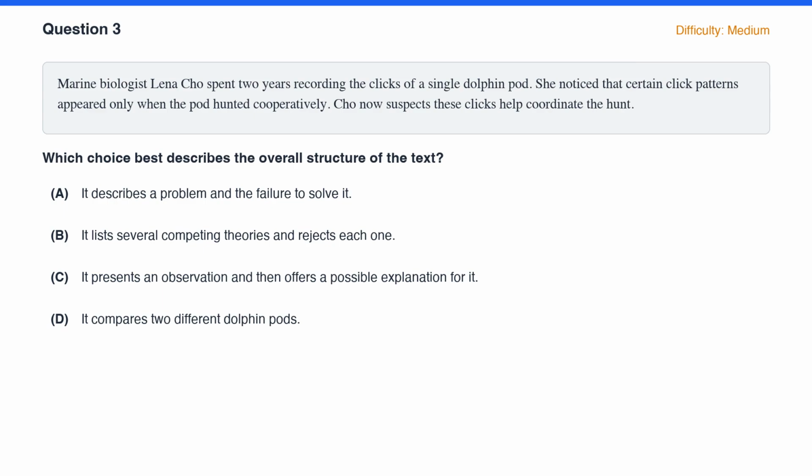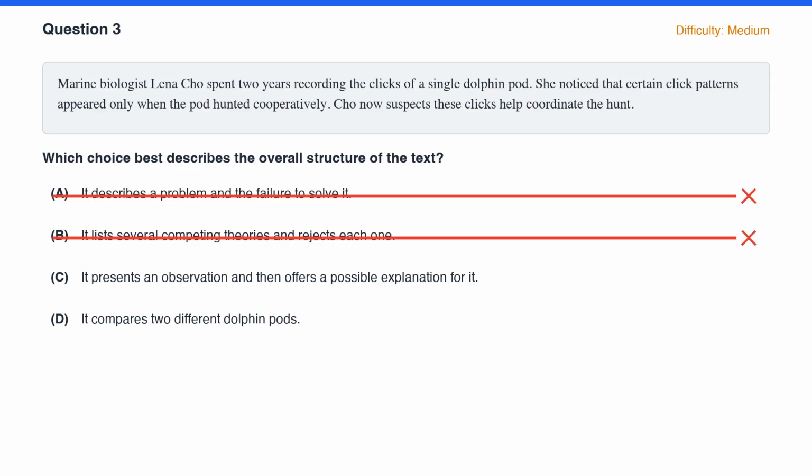Step 4. Verify every clause. Cut overreach. Choice A. A problem and the failure to solve it. There's no failure here. She proposes an explanation. That second clause is invented. Cross it. Choice B. Lists several competing theories and rejects each one. Only one explanation is offered, and nothing is rejected. The text never does this. Cross it. Choice D. Compares 2 different dolphin pods. There's only one pod. Cross it.